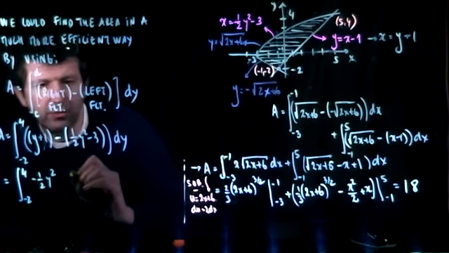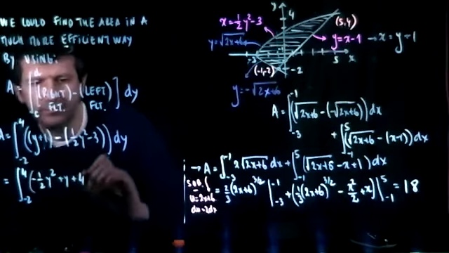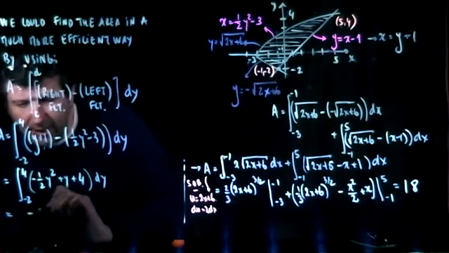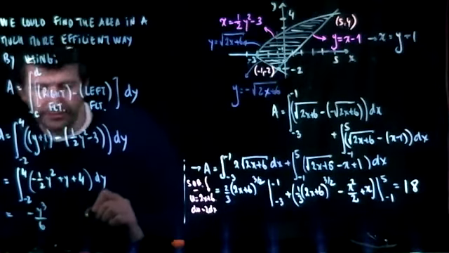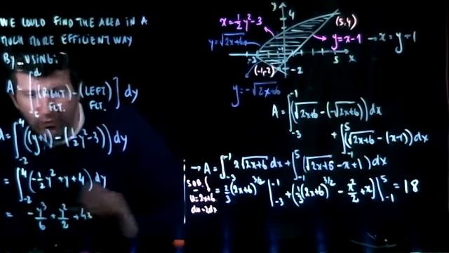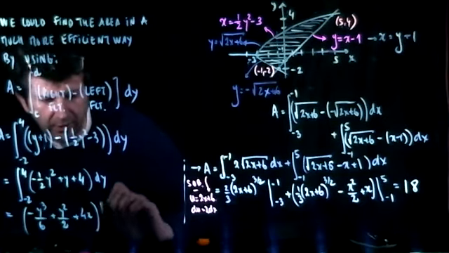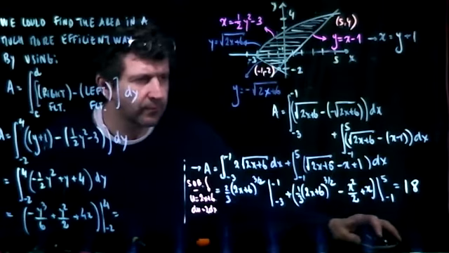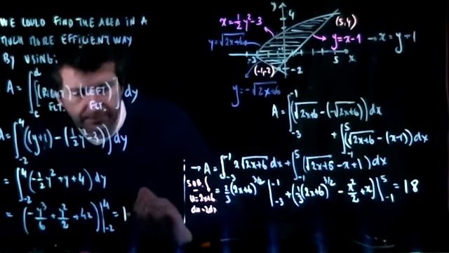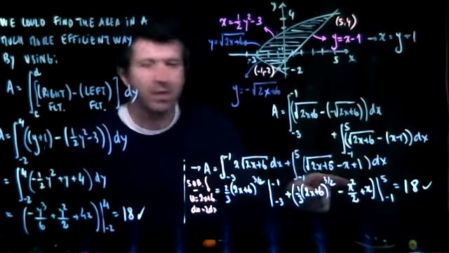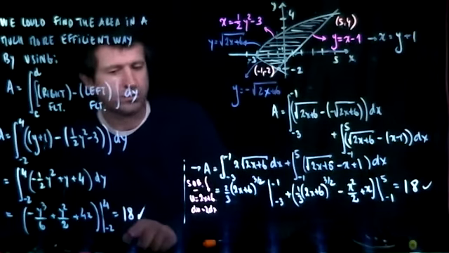-1/2 y² plus y, and then plus 4 dy. Let's find the antiderivative here. So I get -y³ over 6 plus y²/2 plus 4y, and all this evaluated from -2 until 4. Okay, I get 18. Perfect. You got 18 both ways. And as you see, this is much faster.